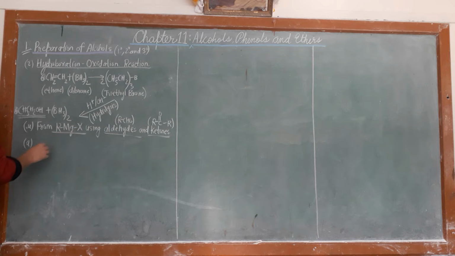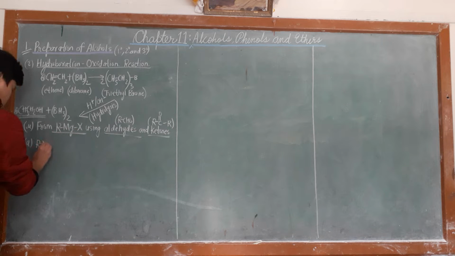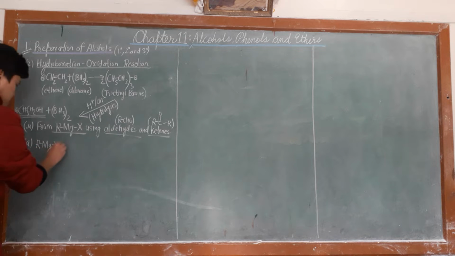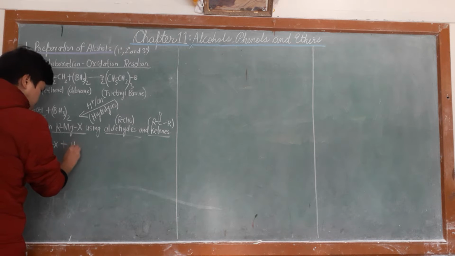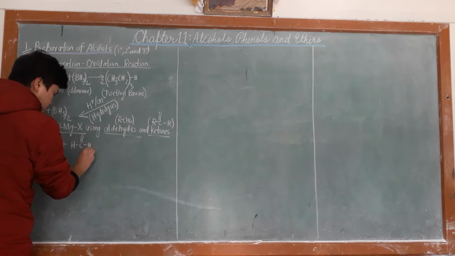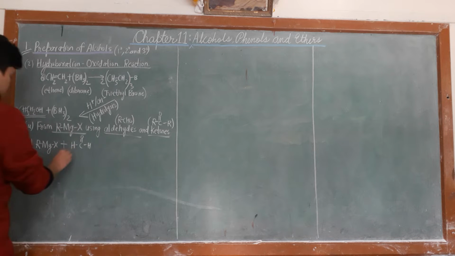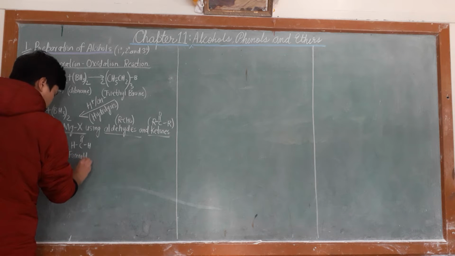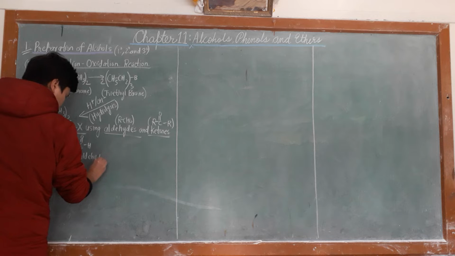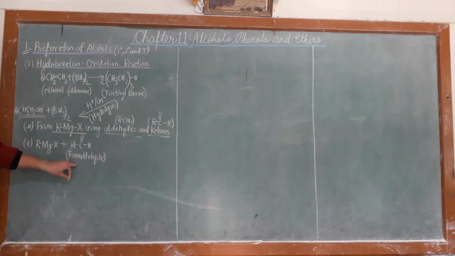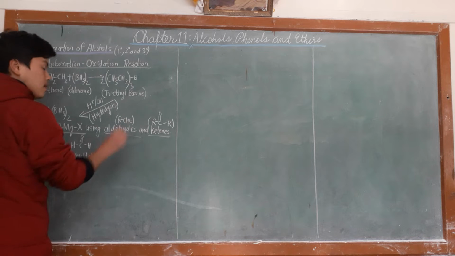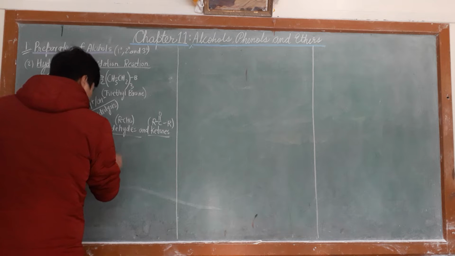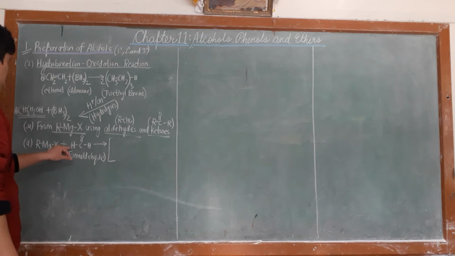Now when you react RMgX with HCHO, that is formaldehyde, the simplest aldehyde, what will you get? A primary alcohol. First of all, you have to get an intermediate first. Now, the intermediate is what you have.